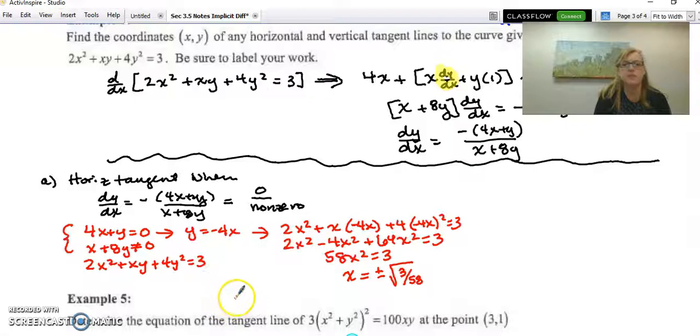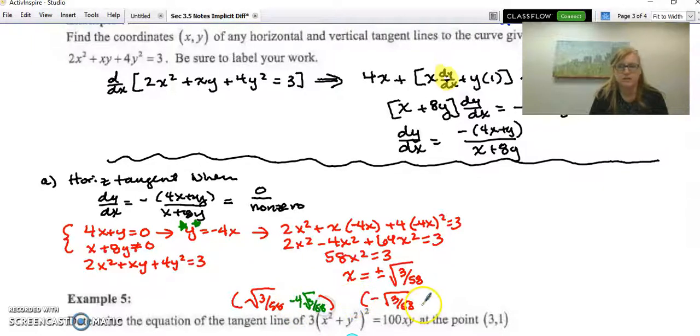And you don't really need to simplify that. You can just come in and say, okay, what are my coordinates? The square root of 3 over 58, and then our negative square root of 3 over 58. And then plug back in. And again, remember, plug back into the easier one. I will remind you about that. We're going to use this one to plug back in. So it's just going to be minus 4 times the square root of 3 over 58, and then the square root of 3 over 58. And then we're done with that part.